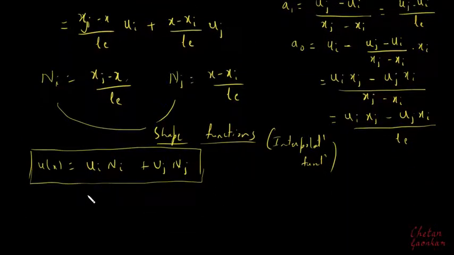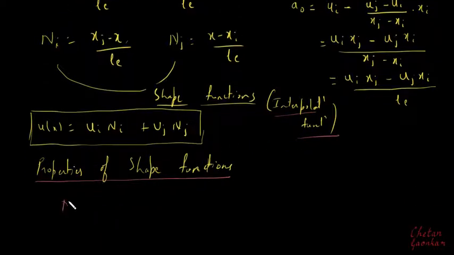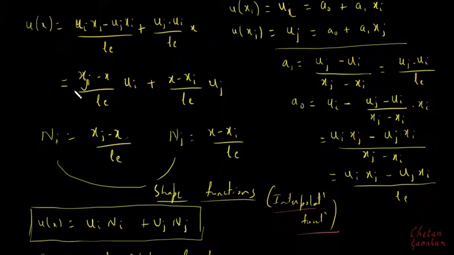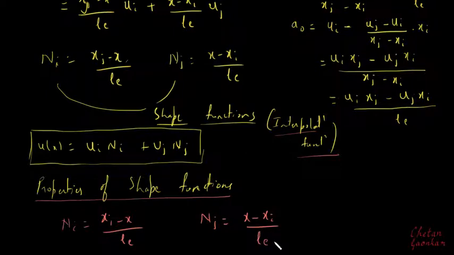So let us see now some properties of shape functions. These shape functions are also called interpolation functions. We have seen that Ni, that is the first shape function here, is given as (xj minus x) by Le, and Nj is given as (x minus xi) by Le.